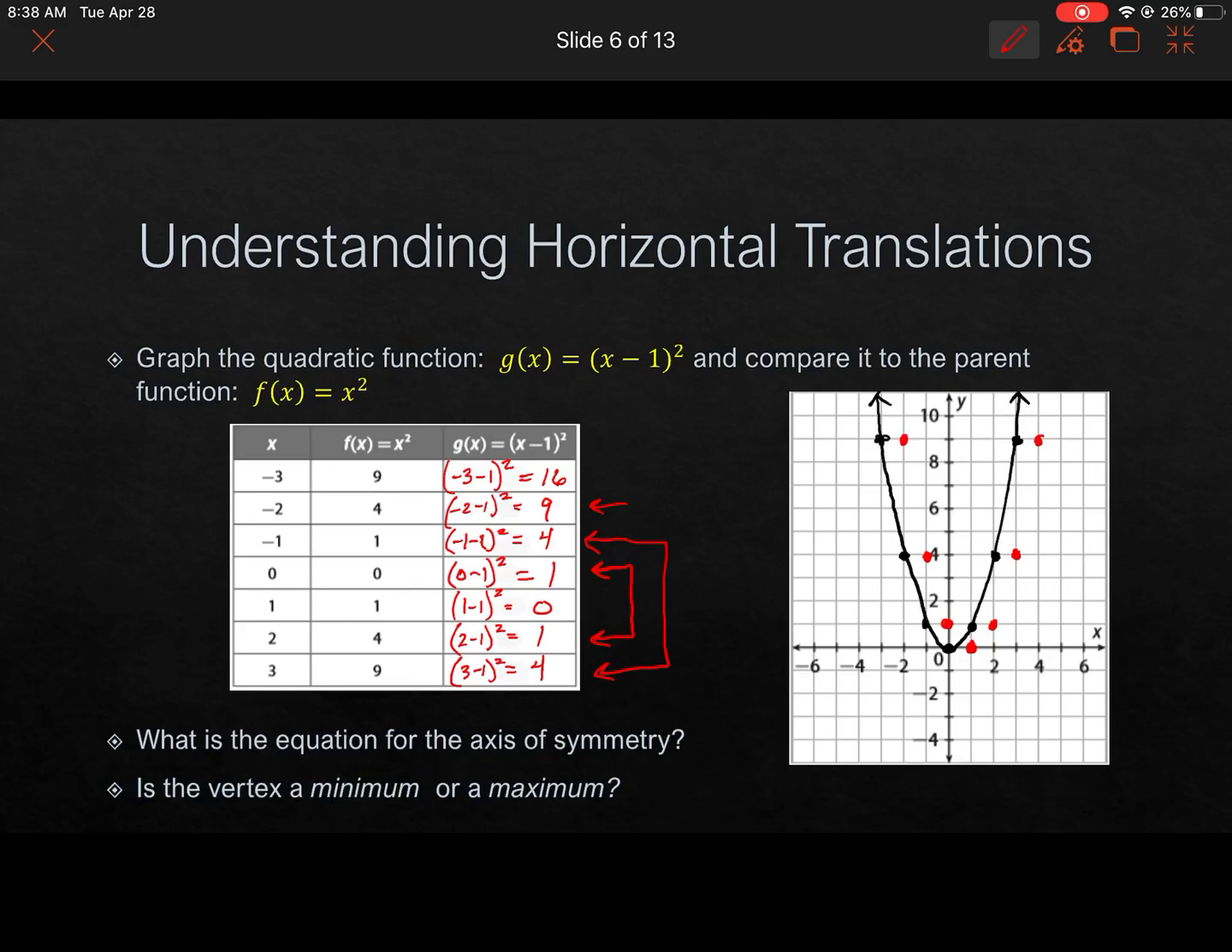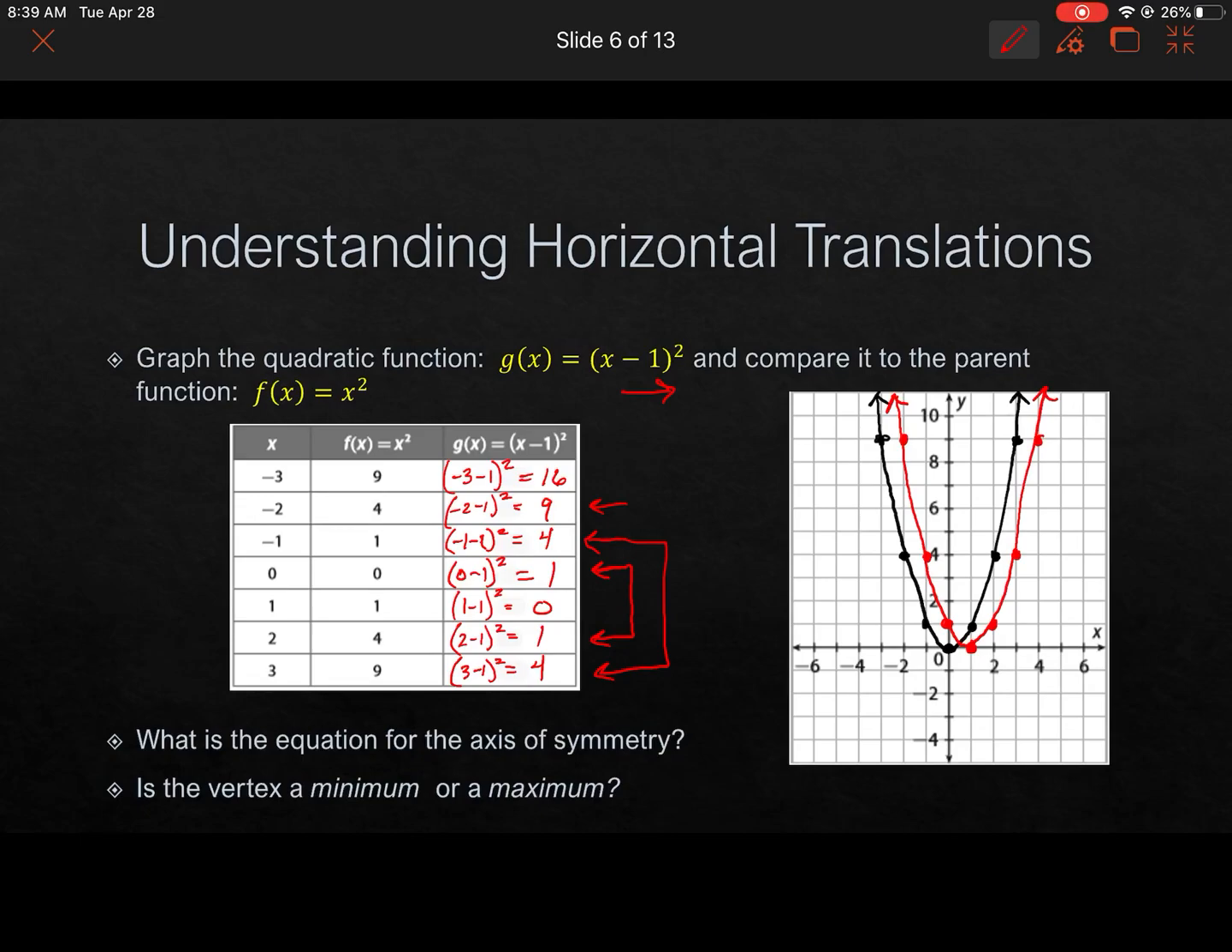Lost my place. Okay, so when we graph this, we see that the whole thing has been shifted to the right by 1 unit, which is the opposite of what you might think because it's a -1. So keep in mind that little fact. If we're subtracting an h value, it's actually moving it to the right. If we're adding it, it's going to shift it to the left.